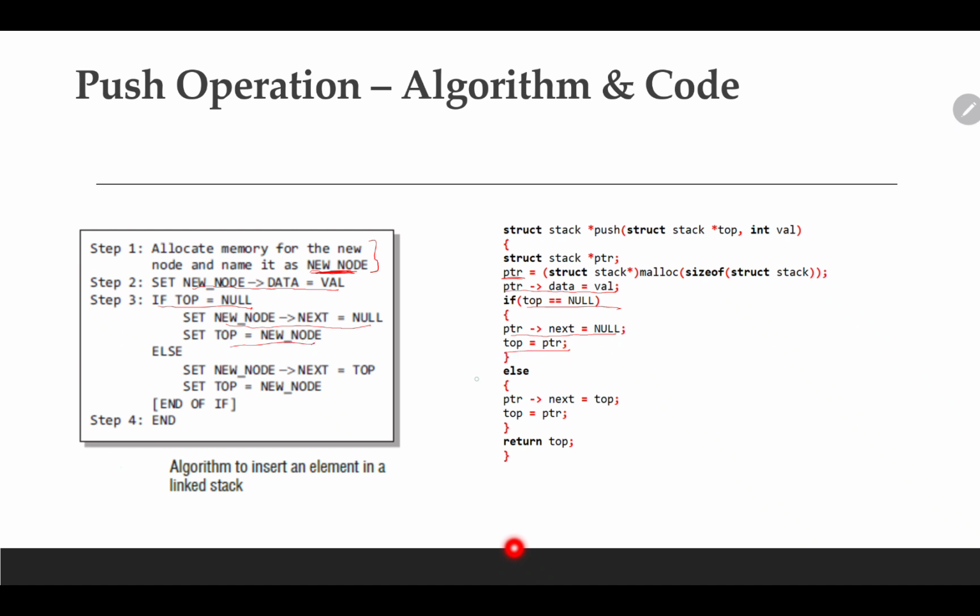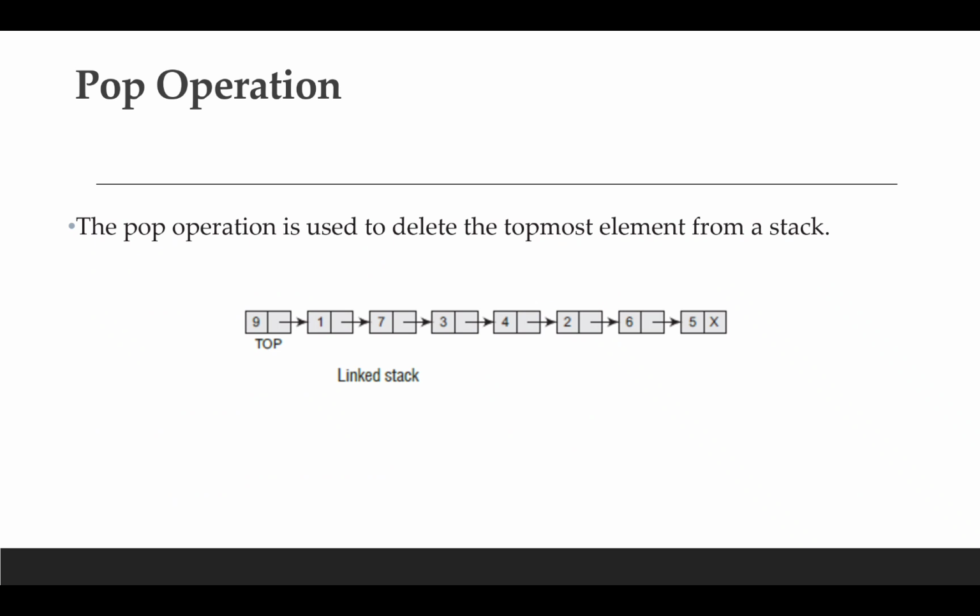If the condition is false, we have to go to the else part, and here ptr->next is equal to top. Then top is equal to ptr. Then we are returning the top position. This is about the push operation. Next we will see the pop operation.